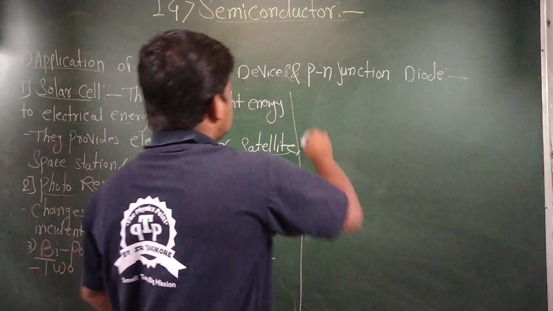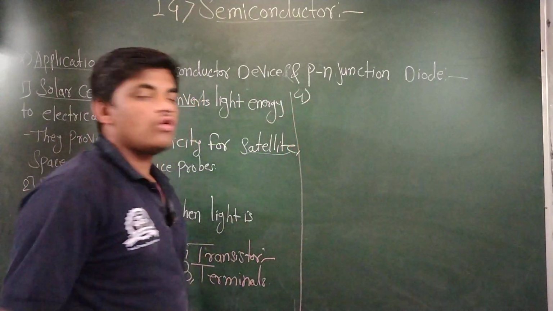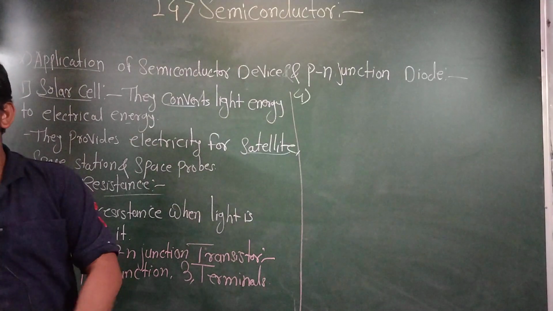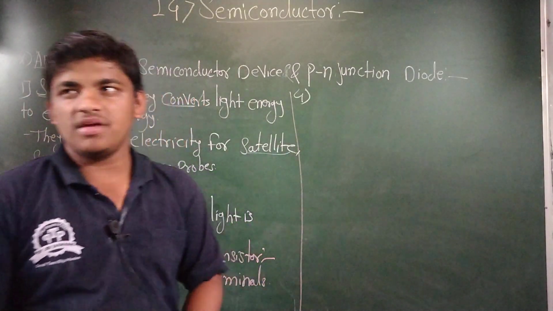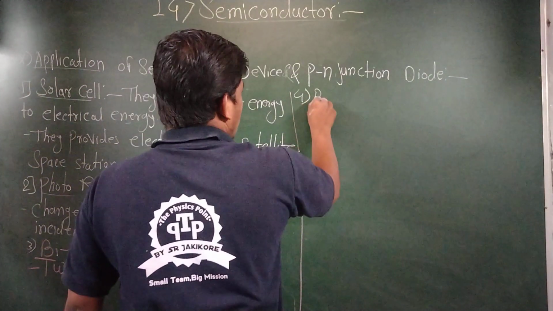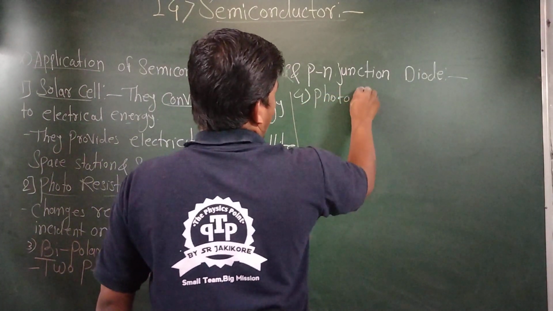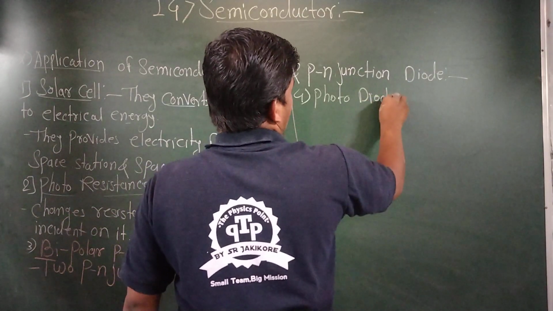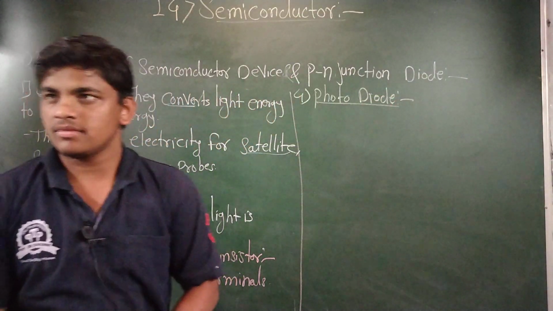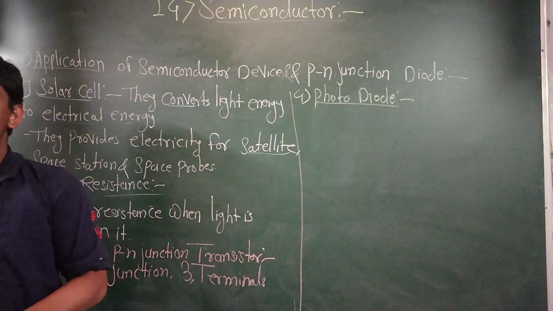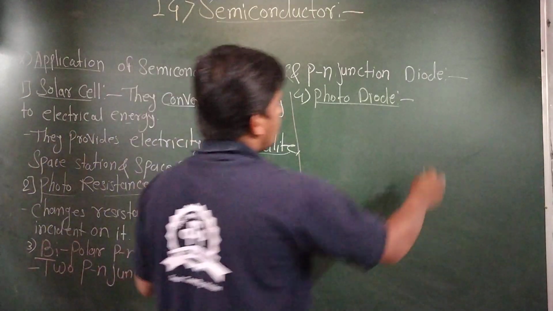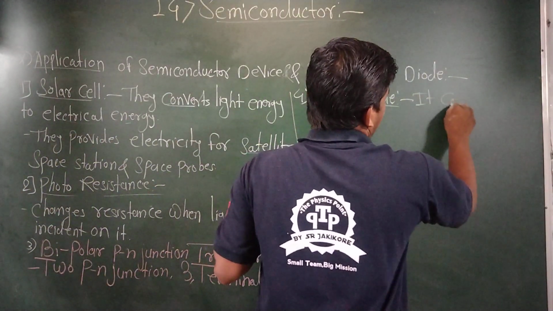The fourth application of semiconductor devices and the PN junction diode is the photodiode. A photodiode conducts when illuminated by light.